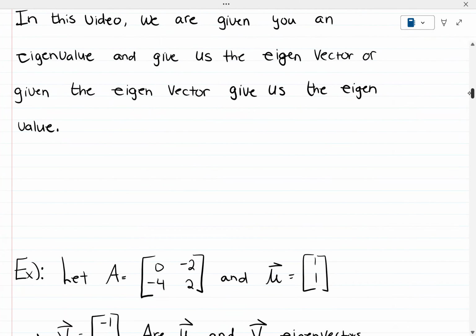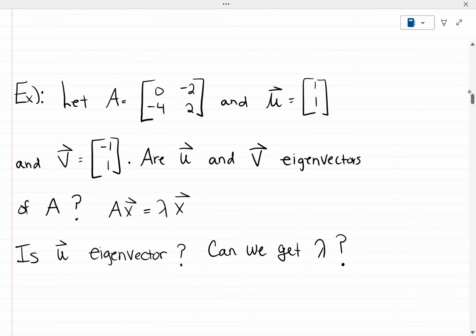Okay, so let's do an example. Example one says let matrix A, this is a 2 by 2 matrix, of 0, -4, and -2, 2, and vector u is 1, 1. This is a 2 by 1 matrix, and this is a 2 by 2. And vector v is -1, 1. Are vector u and vector v eigenvectors of A?